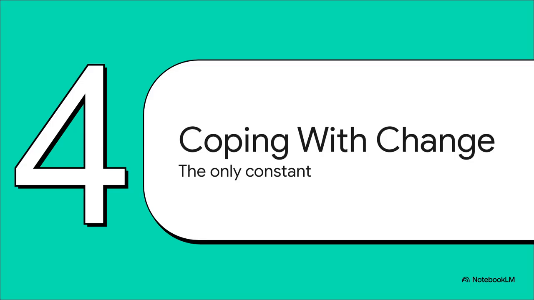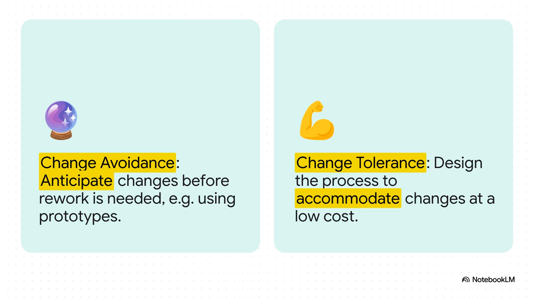So by now, you've probably spotted the big theme running through all of this. All these different models, they're really just different strategies for dealing with the one thing that is guaranteed in software: change. And you can boil down the strategies into two main approaches. The first is change avoidance, where you try to predict and get ahead of changes before they cause big, expensive problems. The other is change tolerance, where you just accept that change is going to happen and you design your process to handle it cheaply and easily.